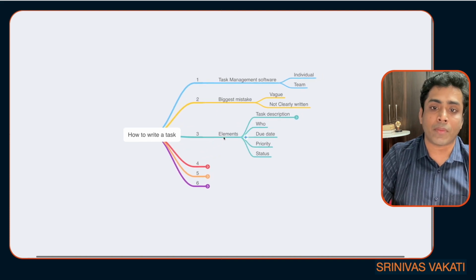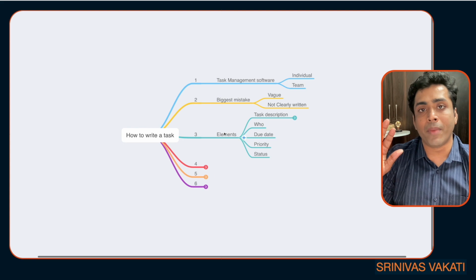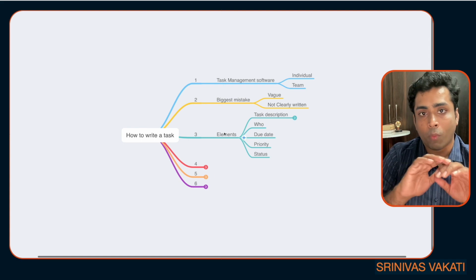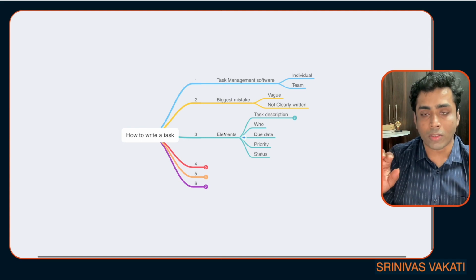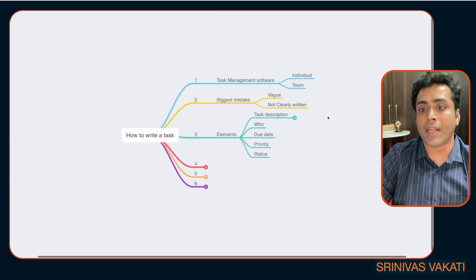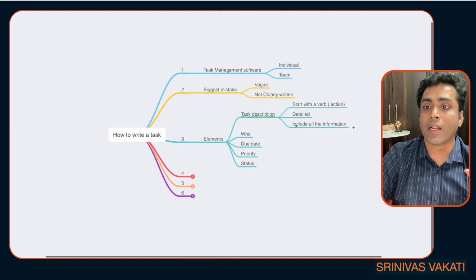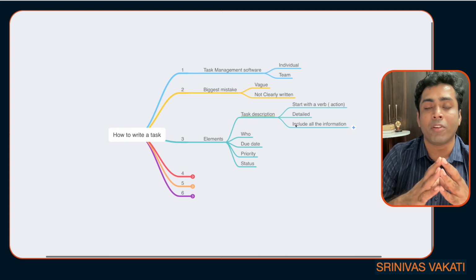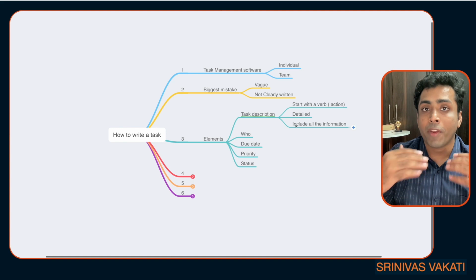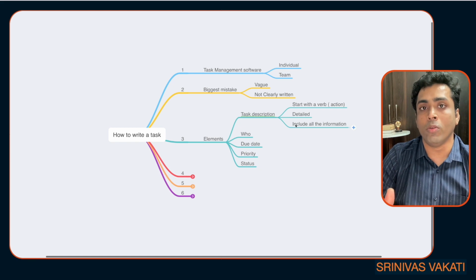For any task, I believe these are the five elements that need to be there. The first one, the task description. Whatever task you're writing down, write it in as much detail as possible. And I always recommend that you start with a verb, I mean, start with an action word. And while you are writing a task description, include all the information in the task itself. So when you read it after, let's say, a month or two, you clearly know what you need to do.